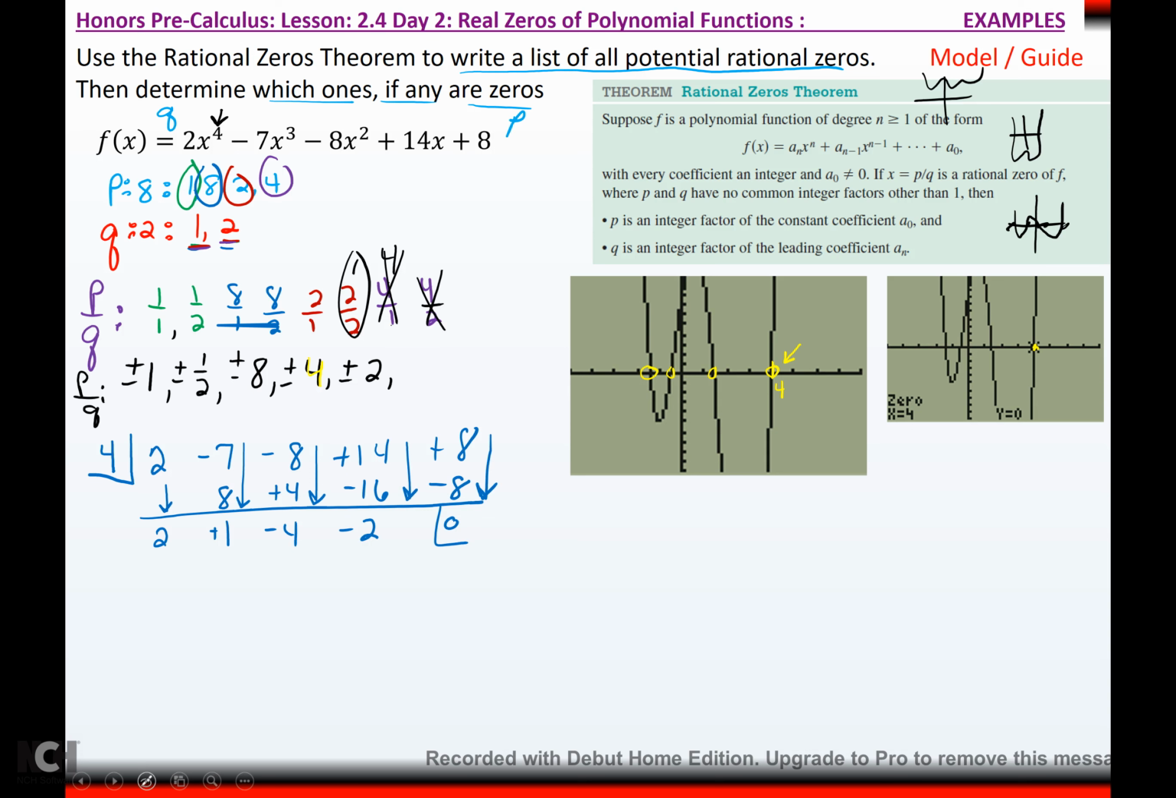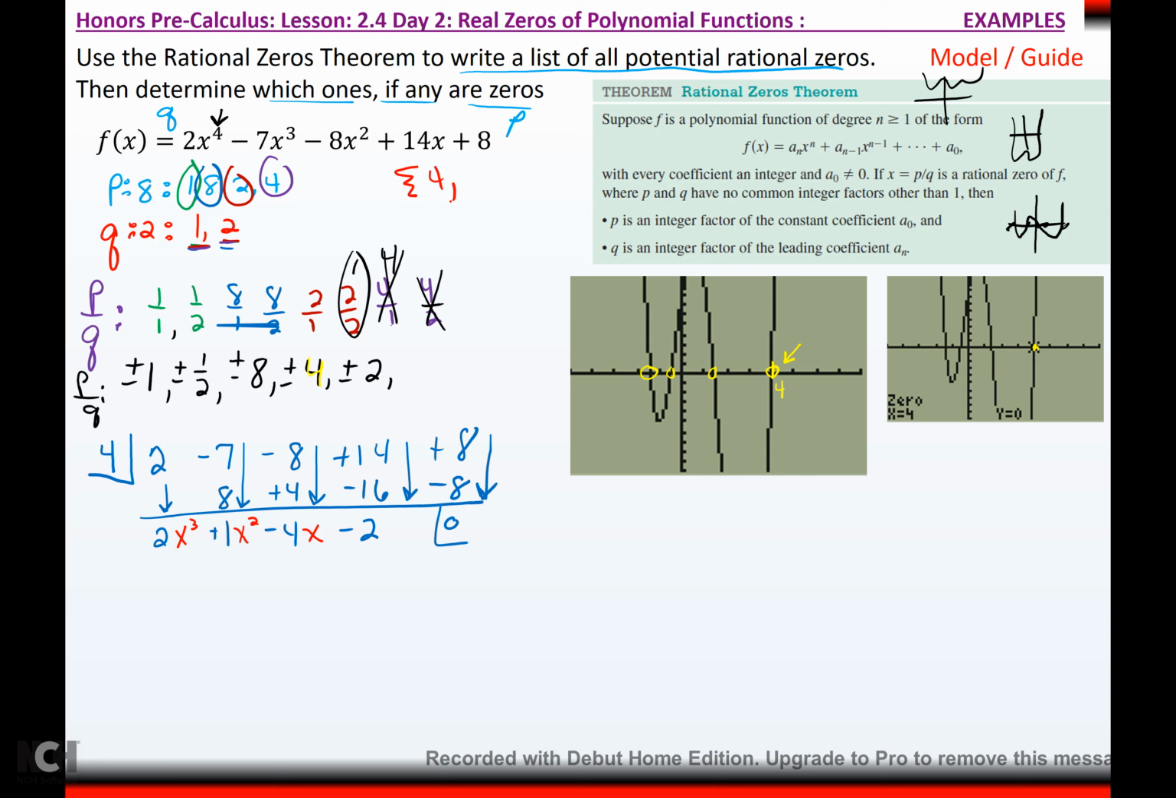Now you have depressed your polynomial. This was a 4th degree. Now it is a 3rd degree. So 2x cubed plus 1x squared minus 4x minus 2. Okay? I'm looking for 4 zeros, right? There's 4 answers. There has to be 4 answers. I just don't know how many of them are rational. So far my zeros are positive 4.